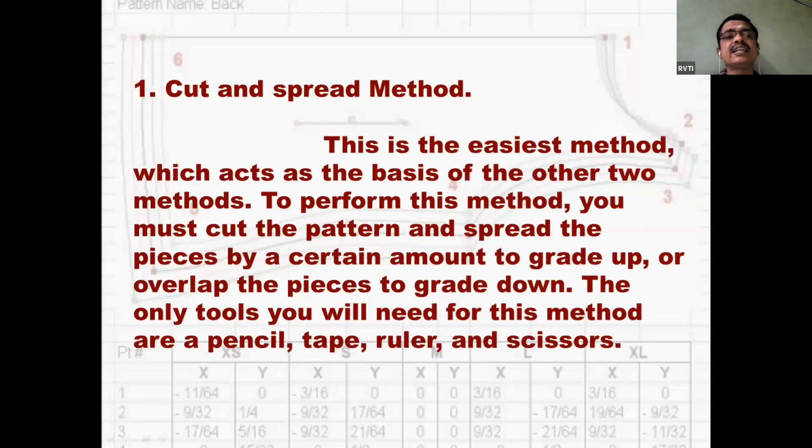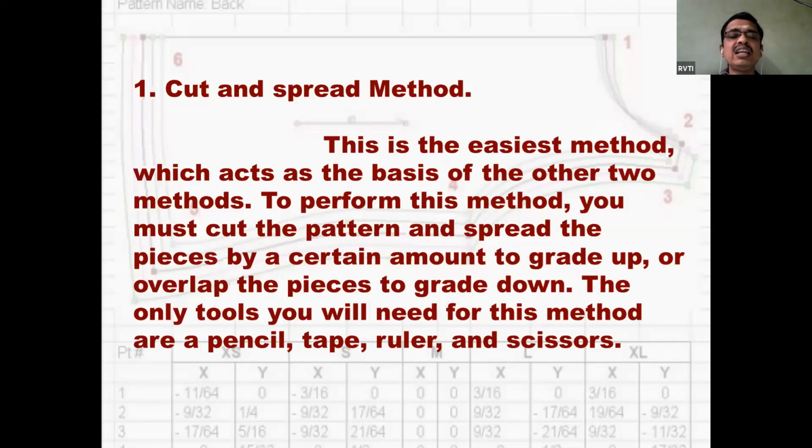Number one is the cut and spread method. It is an easier method, and a basic method. Previously they were using that method, and only after that they derived the draft grade method and the track shift method. Here, I hope you know very well about the slash and spread method. For converting puff sleeve to plain sleeve or plain sleeve to puff sleeve, we use the slash and spread method or slash and lap method. The same method we are going to use for pattern grading also.